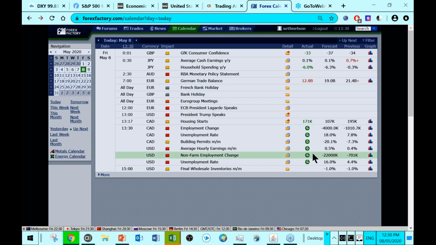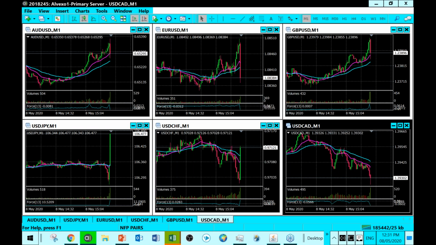Non-farm payroll. They're not printing out either. Okay, 20 minus 20 million. All right, that's going to be good. That should be positive for the dollar.